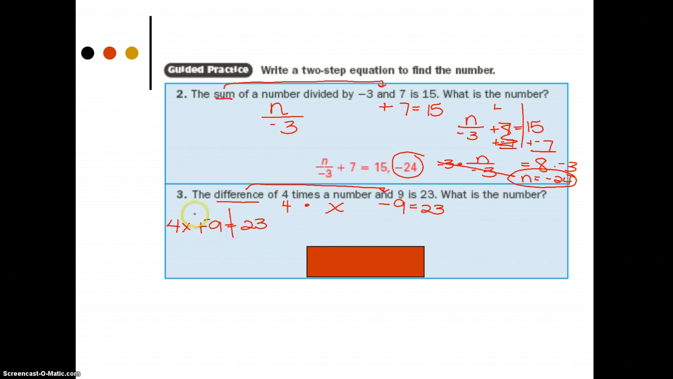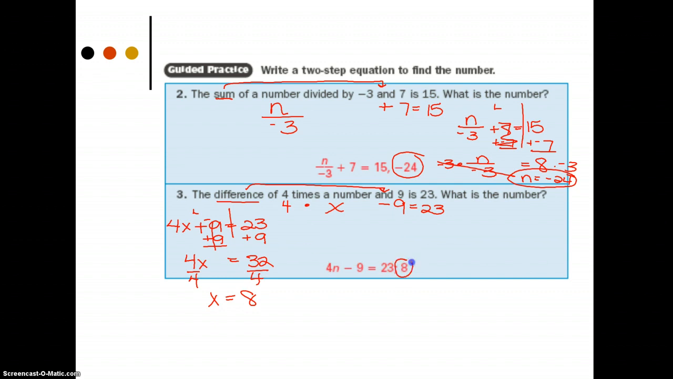Then to get rid of the constant on the left side, 4x and negative 9, we're clearing. The constant is negative 9. Add 9 to both sides of the equation. 4x, those cancel out, equals 23 plus 9 is 32. Divide both sides by the coefficient 4, x equals 8. There's the answer.